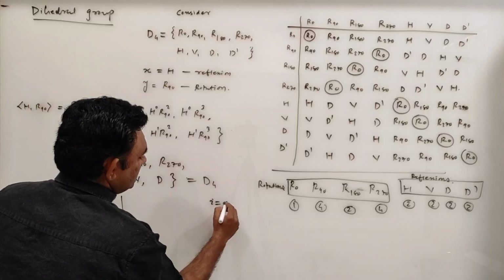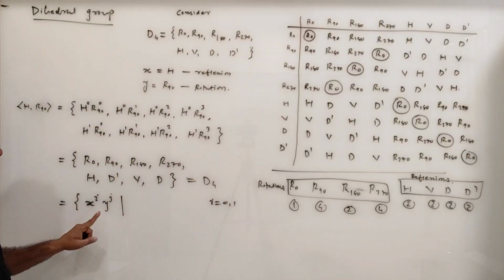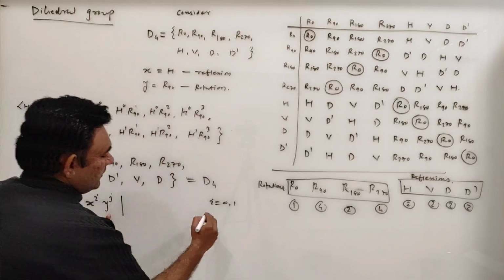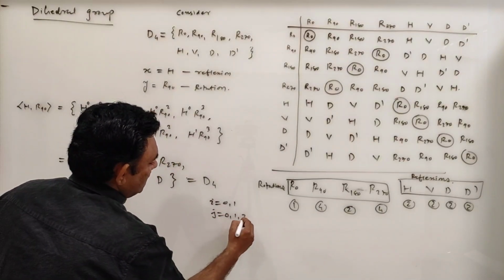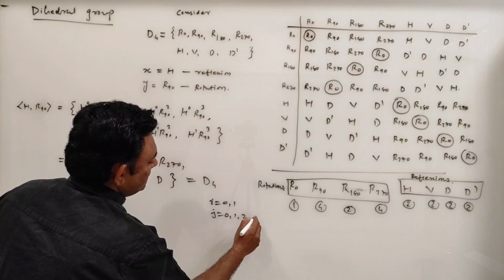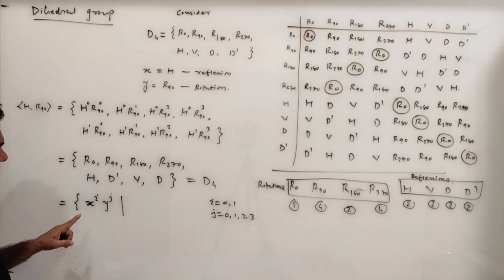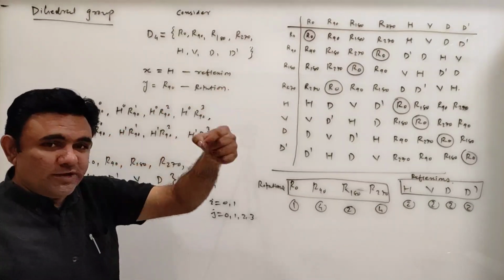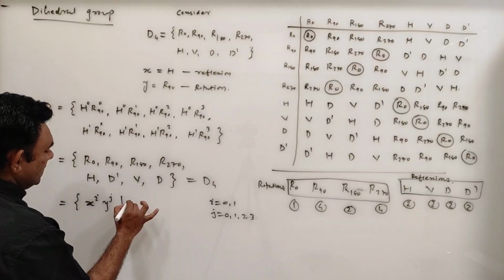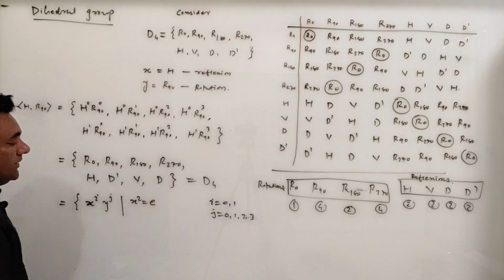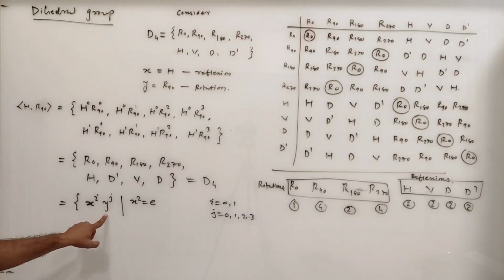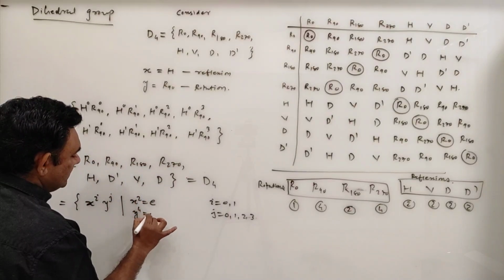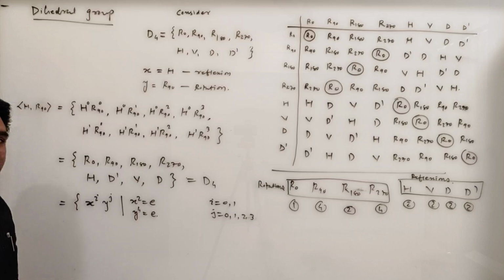So I varies over 0 and 1. And what about J? J varies from 0, 1, 2 up to 3. And what about X and Y? X is a reflection, so its order is 2, so X square is equal to identity. And Y is a rotation, its order is 4, so Y raised to 4 is equal to identity.